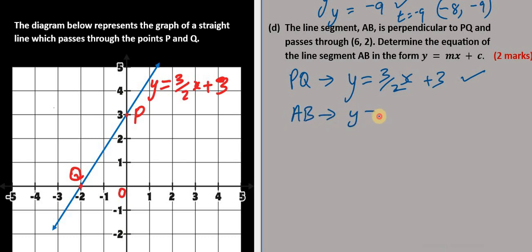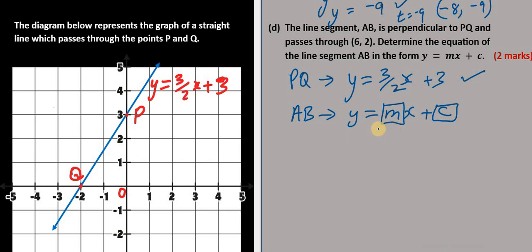So we know the general form is y equals mx plus c. We need to figure out the gradient of that particular line segment AB, and where it cuts the y-axis. Where it cuts the y-axis, we're not sure yet, but let's figure it out.